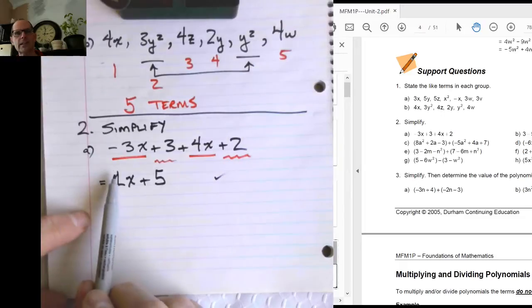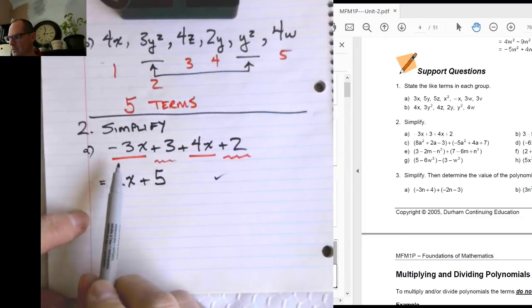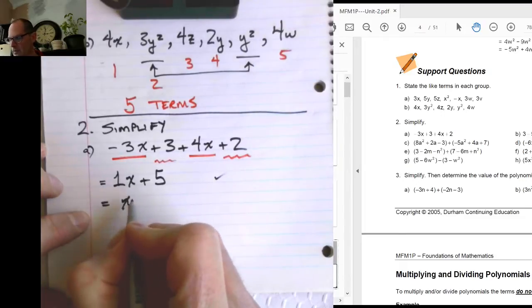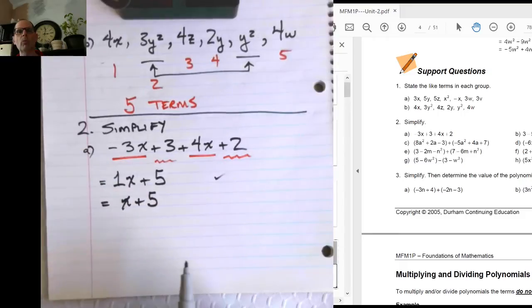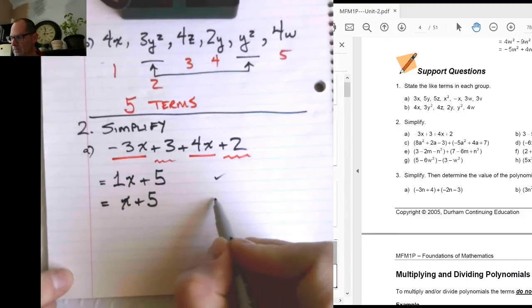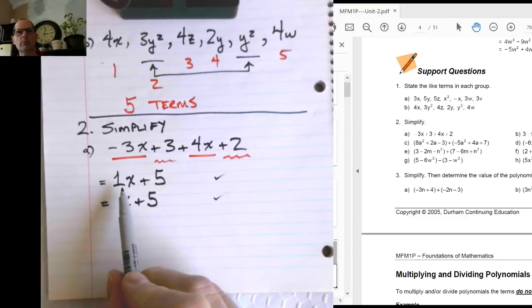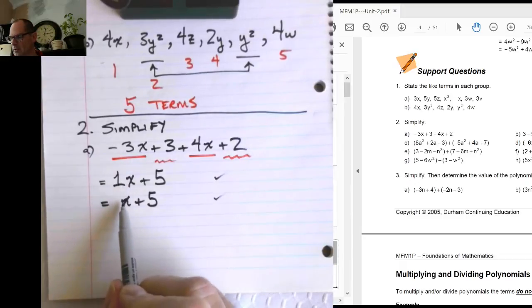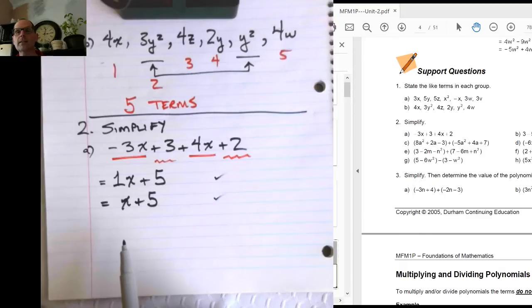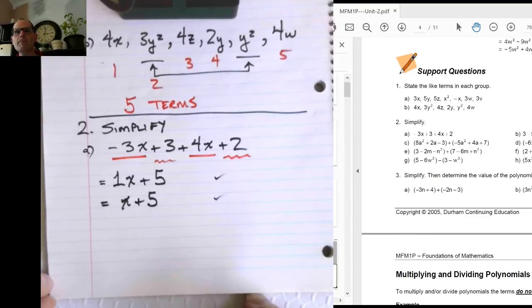Okay, and the 1, like I said, that's optional. You could leave the 1 out, x plus 5. This could, and more normally would, be written in this fashion here as well. Okay, that's not wrong, but it's just not necessary either. We would just go x plus 5, and that's done.